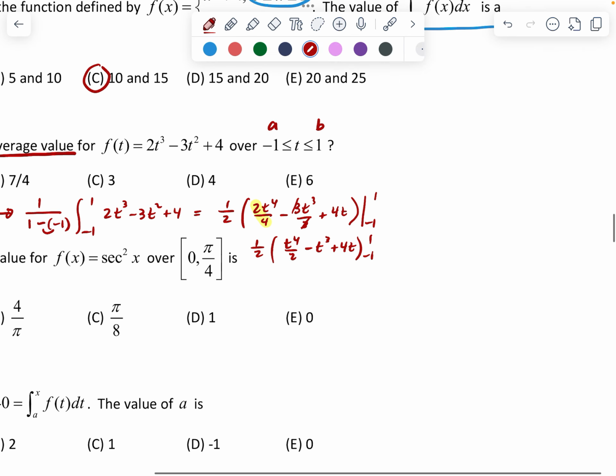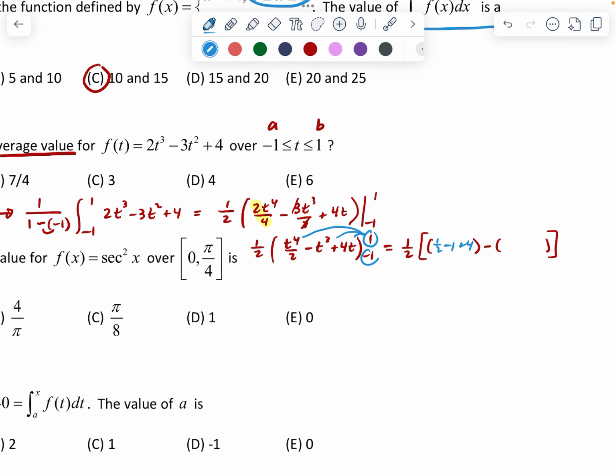Okay, now I still have this 1/2 on the outside. And then I'm going to do a top minus a bottom. So plugging in a 1, I'm going to get 1/2. And then I'm going to have minus 1 and then plus 4. And then plugging in a negative 1, I'm going to have, again, a 1/2. And then negative 1 cubed is negative 1, but with a negative in front, we'll make it a positive 1. And then 4 times negative 1 is negative 4.